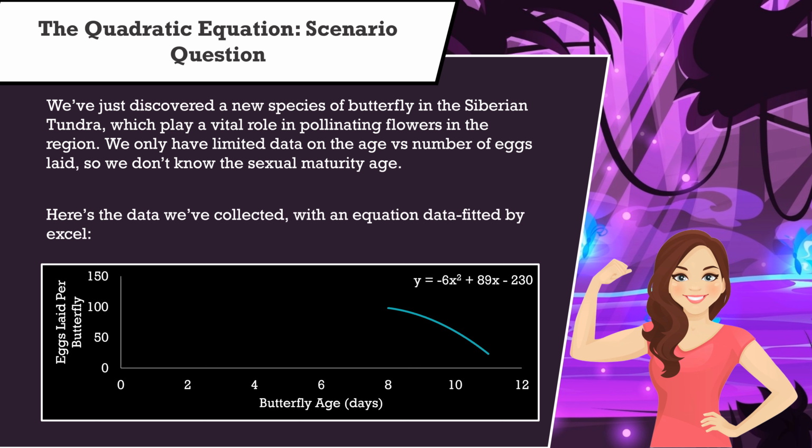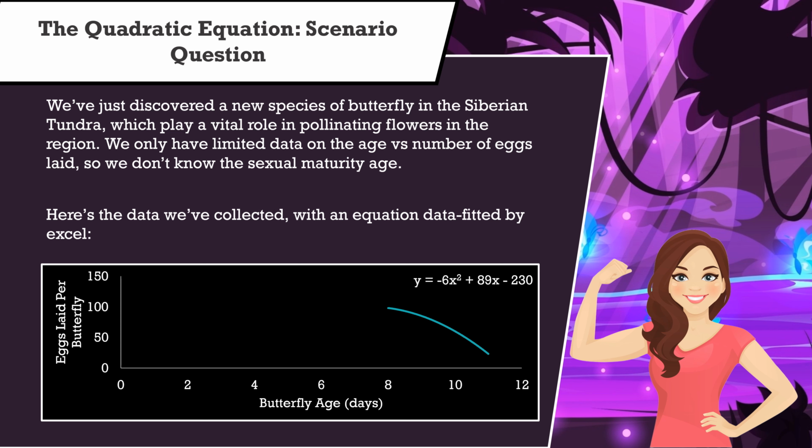The quadratic equation scenario question. We've just discovered a new species of butterfly in the Siberian tundra. Ooh, butterflies! Which play a vital role in pollinating flowers in the region. So I guess butterflies can make good wingmen and wing women too. Pun intended. No, shut up, yes it was intended.